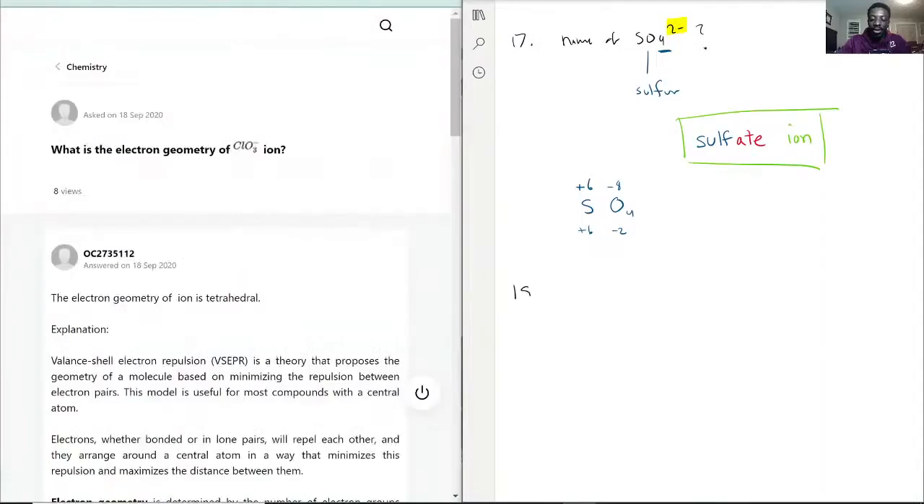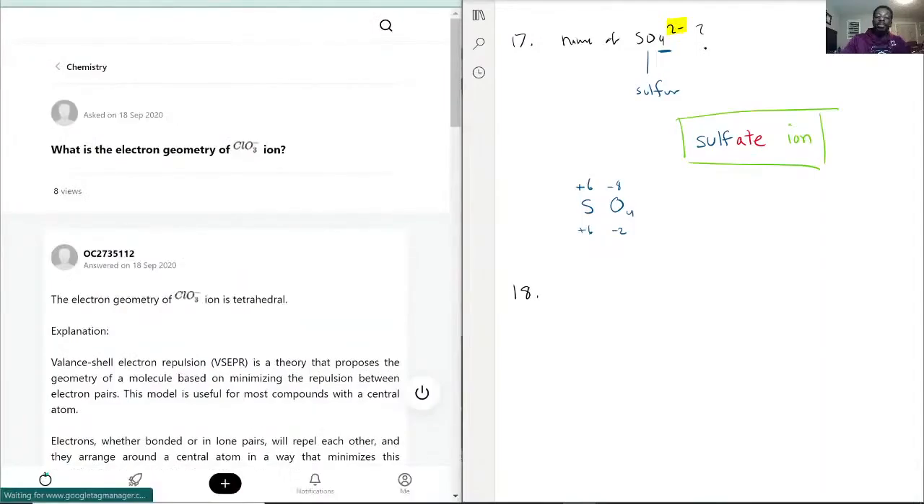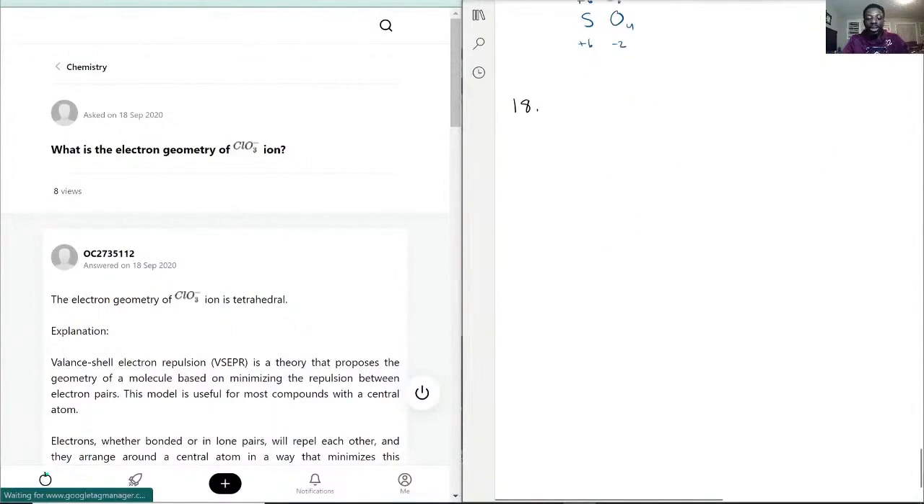So that being said, let's move on to question number 18. What is the electron geometry of ClO3 minus? So this will be like a chlorine trioxide ion. And that's the best thing I can think of. Or actually, what am I doing? This is ClO3. This would be a chlorate ion.